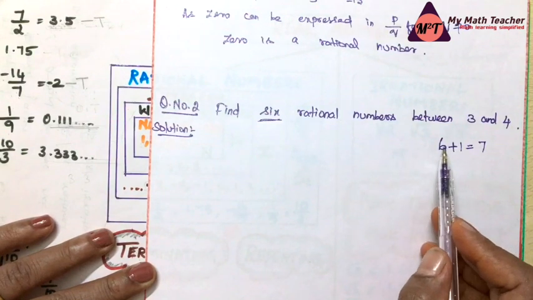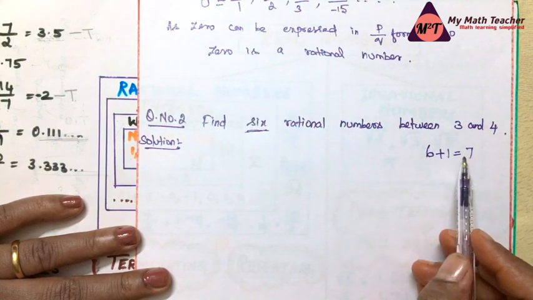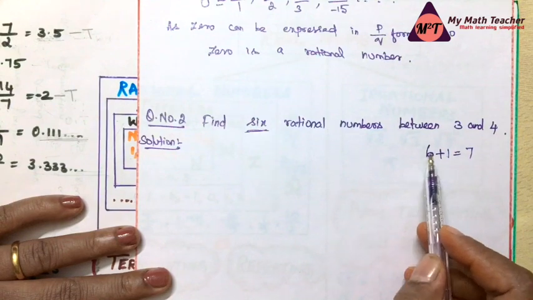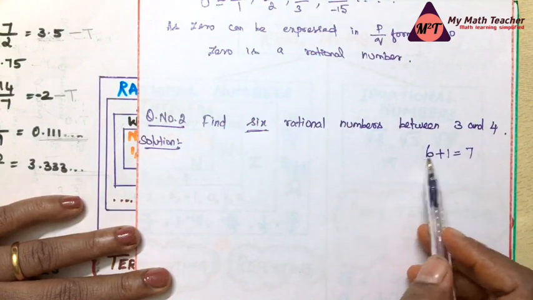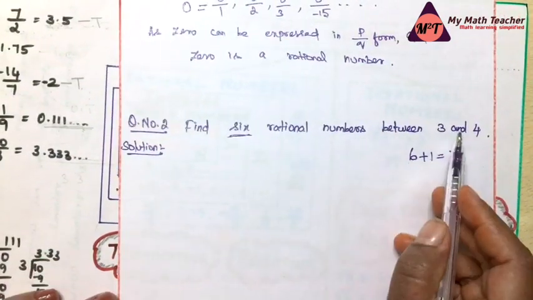The concept is any number which is greater than this number. So it may be 10, 15, 20 or any number which is greater than 6. If it is 5, it should be greater than 5. That's it. So now we have to find 6 rational numbers between 3 and 4.